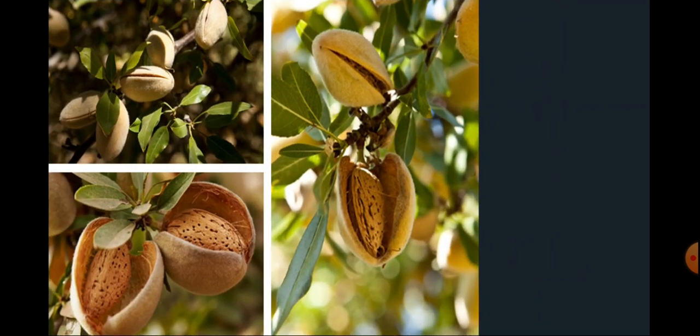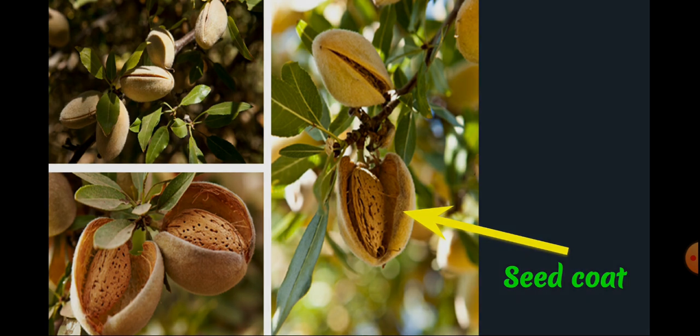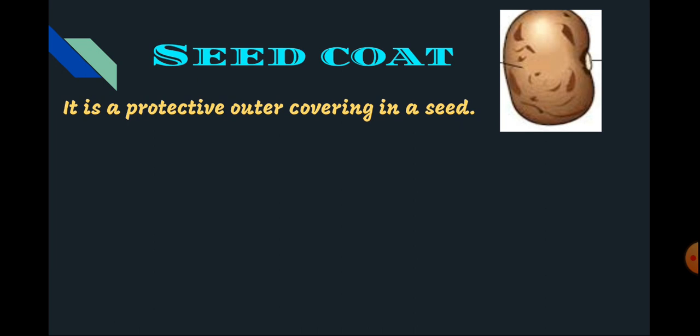Now see this picture of almond. You can see its seed coat. The seed coat is covering the almond seed. Okay? So what is a seed coat, children? A seed coat is the protective outer covering of the seed.